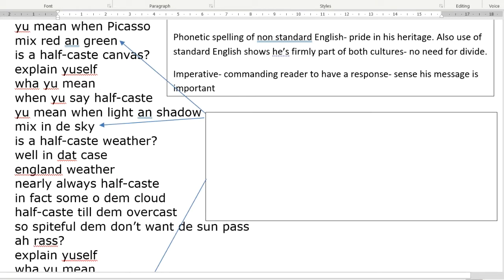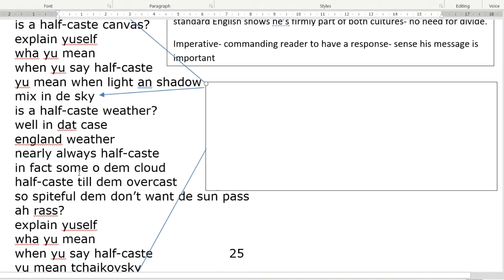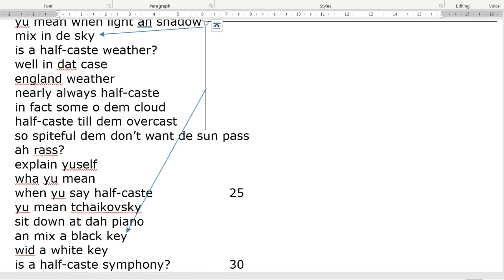Next, what I want you to highlight, and I am going to scroll here, so do pause and rewind if you need to, are the three different metaphors. We've got the Picasso, mixed red and green. We've got the light and shadow mix in the sky. And then we've also got the Tchaikovsky with the black and white keys. So make sure you've got all three of those highlighted in whatever lovely colour you have chosen today.